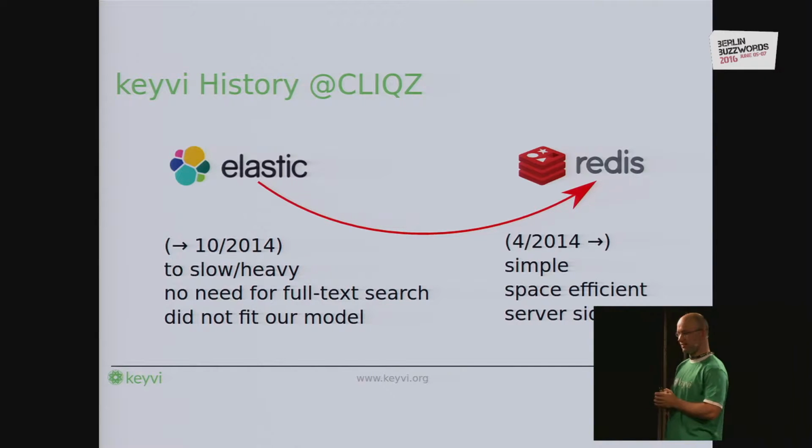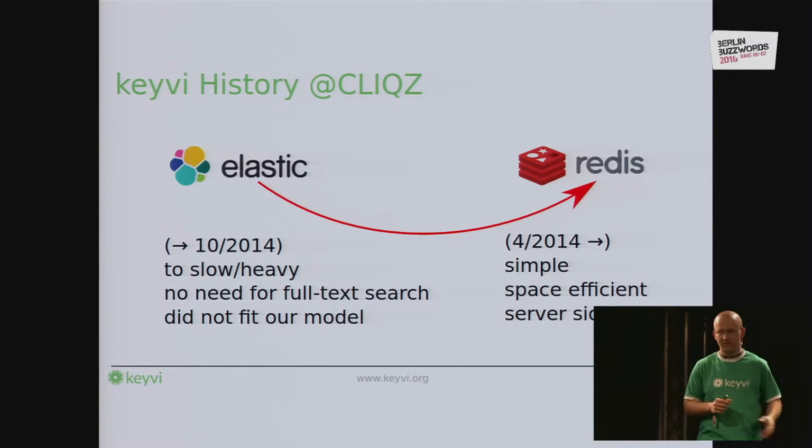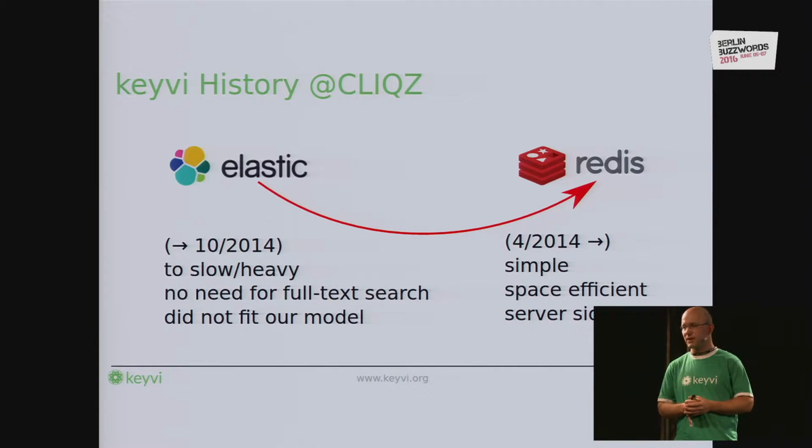Actually our model fit more to something like a key value store, and we switched to Redis, and we were super amazed by it. It's great. It's simple. It's space efficient. And what we also loved, if you know Redis, is the server-side scripting. You can run Lua scripts on the server side. So you're already reducing your search result on your node in the cluster before sending it back. That saves a lot of time. We know that networking is one of the biggest bottlenecks.